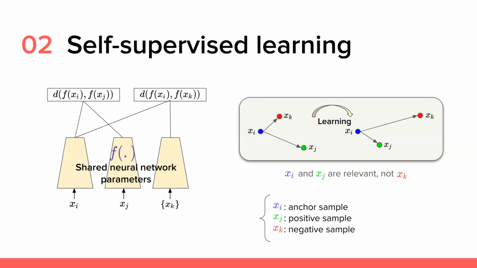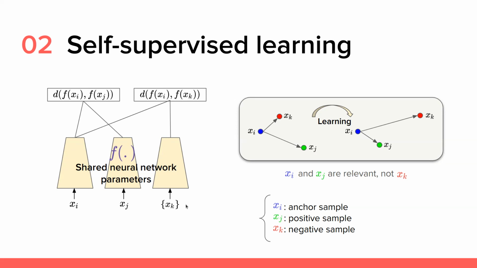If you see the diagram on the left, you have a neural network, and then you also have two other copies of the neural network. So it's just a replica of the same neural network. I mean to say there are three copies of the same neural network, and the parameters are shared across these three models. So in this framework, you have three inputs: one is xi, another is xj, and the third one is xk.